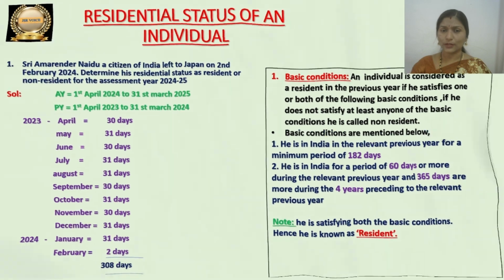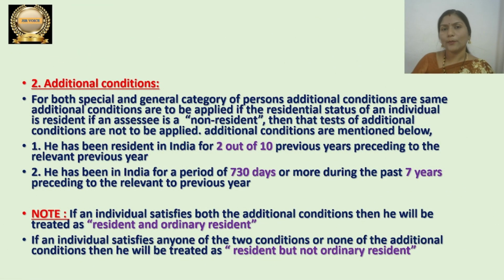So let me discuss what the additional conditions are. Why do we have to apply additional conditions? Once we decide that he is a resident by applying the basic conditions, then compulsorily we have to apply additional conditions to determine whether he is a resident and ordinary resident or a resident but not ordinary resident. To determine that status, additional conditions are a must. Let us discuss what the additional conditions are now. There are two additional conditions. These are the basic and additional conditions. Here I am discussing for a general category assessee.